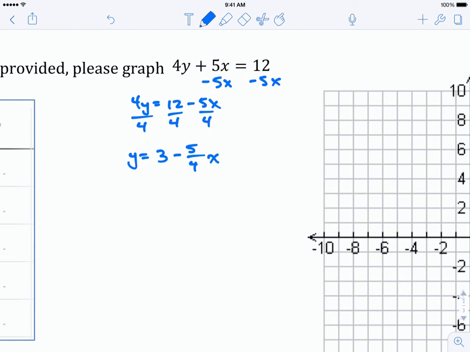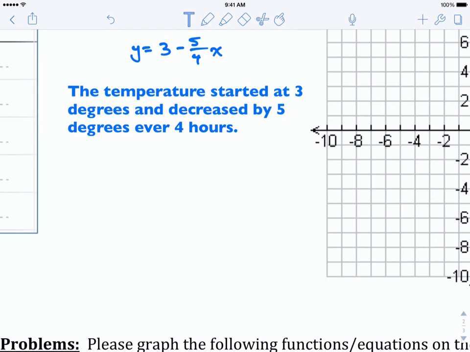All right, so if I were to make a story to go with this equation involving temperature and hours, I might say that the temperature started at 3 degrees right at the beginning, and the temperature decreased by 5 degrees every 4 hours. You could also say that it decreased by 5/4 of a degree or 1 1/4 of a degree every 1 hour, but I think it's more helpful to say the temperature started at 3 degrees and it decreased at a rate of 5 degrees every 4 hours. Phenomenal. Let's use that to our advantage.